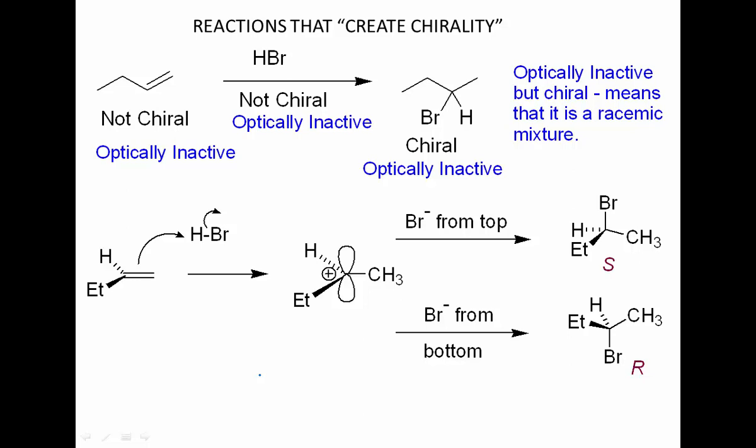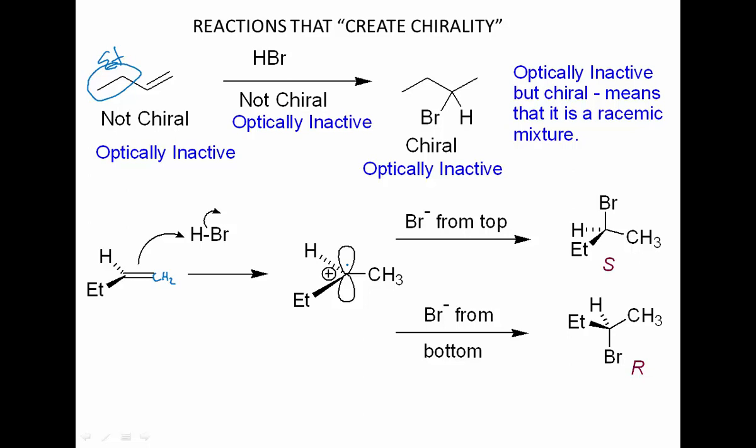All right, we're reacting 1-butene with HBr, and remember that these two carbons here are an ethyl group. Just to simplify the structure, I'm going to abbreviate that Et. Okay, so it's going to be protonated. Our CH2 becomes a CH3, and we still don't have any chirality yet.